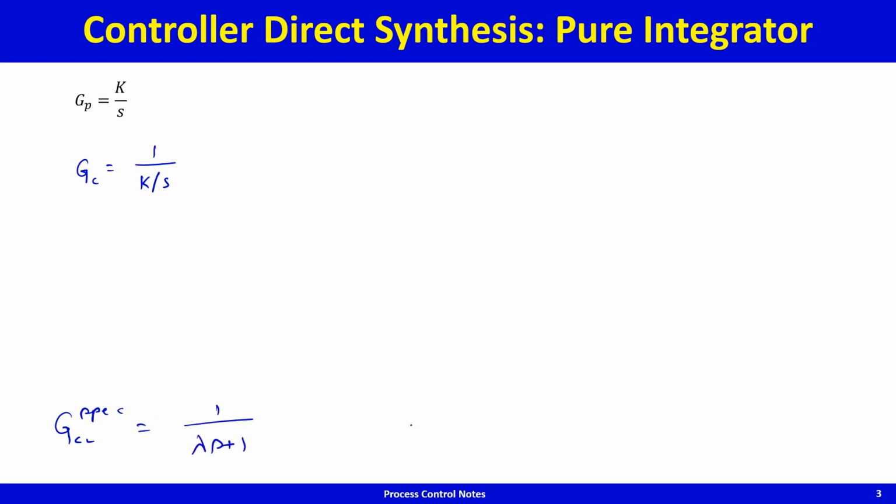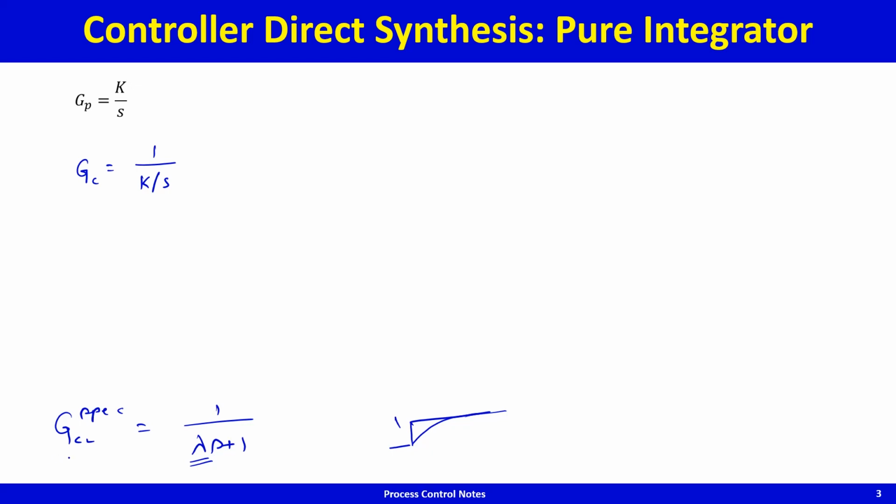So what this means is, if my set point goes up as a step, the output goes up as a first order lag to the set point, and lambda is the parameter that characterizes the speed of this exponential rise to the set point. So if lambda is taken very small, I'm wanting aggressive control, and if lambda is large, then I'm wanting sluggish control.